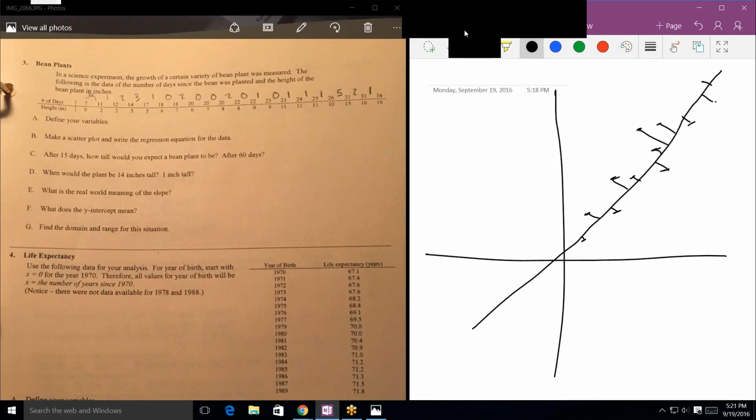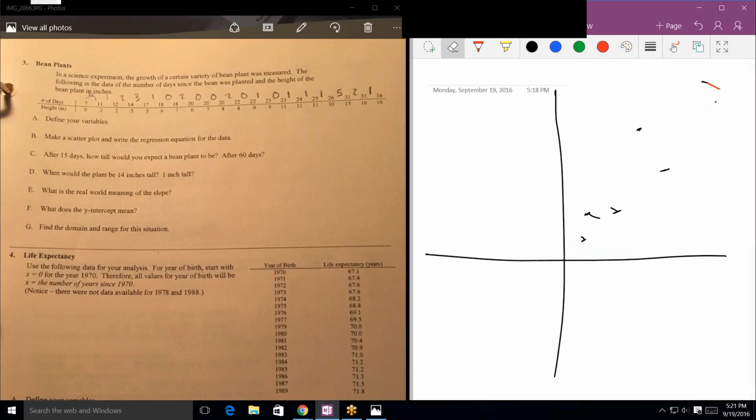In other words, the difference between my black line and my red line, well, my red line is that far from that point, and that far from that point, and that far from that point, and that far from that point. It's going to take all those distances, square each one, and add them up. And that's how it comes up with the line of least fit.